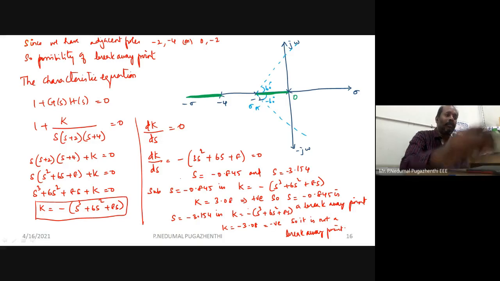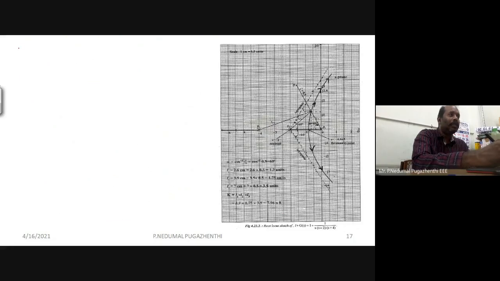So what I can comment, I will go to the next step. What I can comment, this particular s is equal to minus 0.845. Okay, 0.845 is a breakaway point. So you have a breakaway point between 0 and minus 2. This point minus 0.845 lies between 0 and minus 2. Okay, right. What is the next thing?